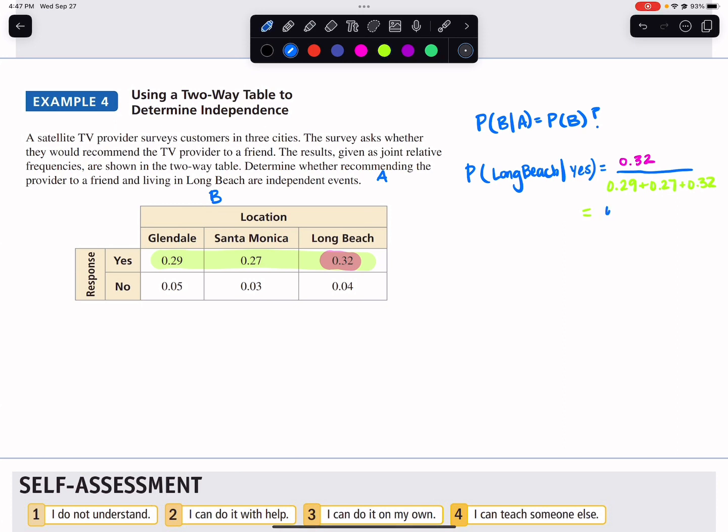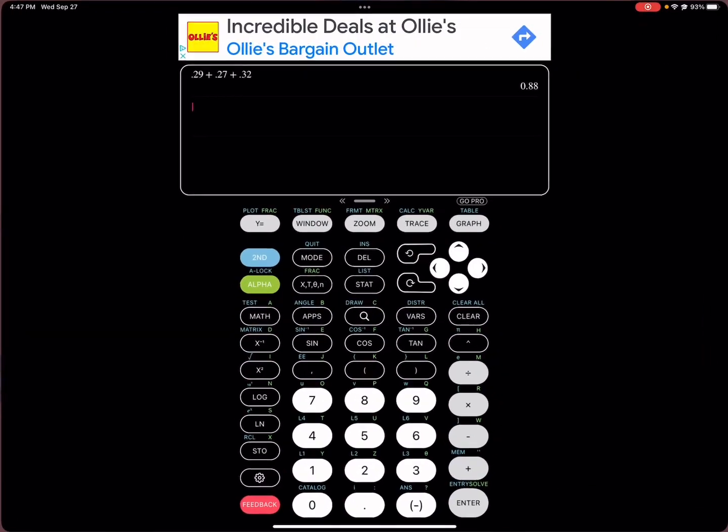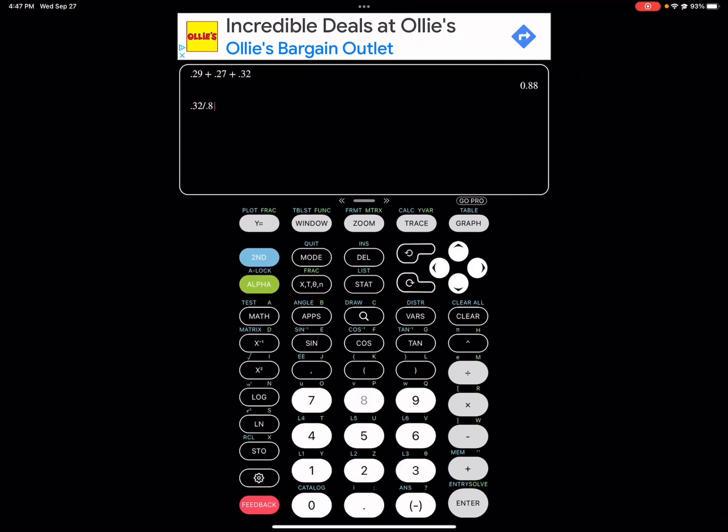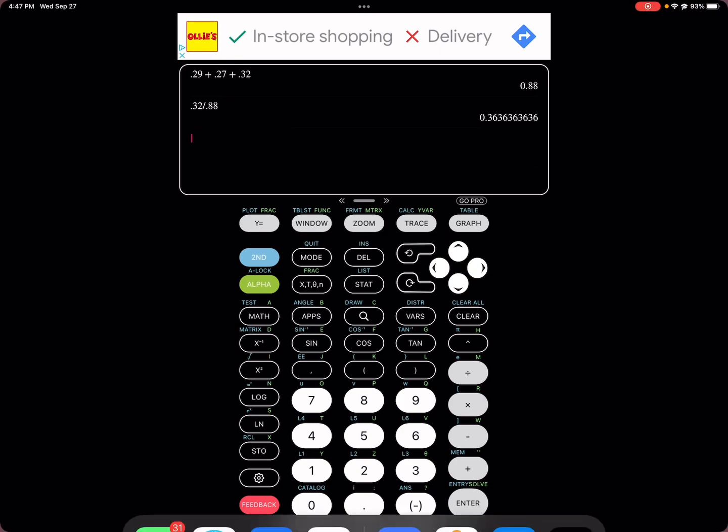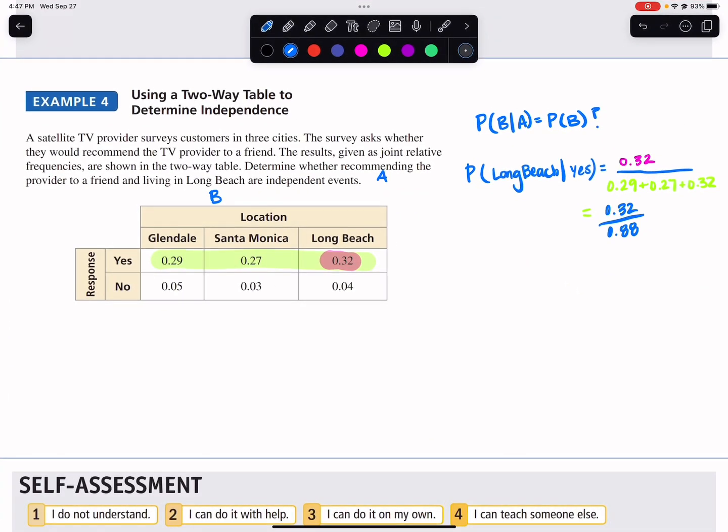So we got 0.32 over 0.88, which we will use our calculator to solve. 0.32 over 0.88. So that's about 0.36. And then we're going to say, does that match the probability of B? So this is B given A. And then probability of B is the probability of Long Beach.